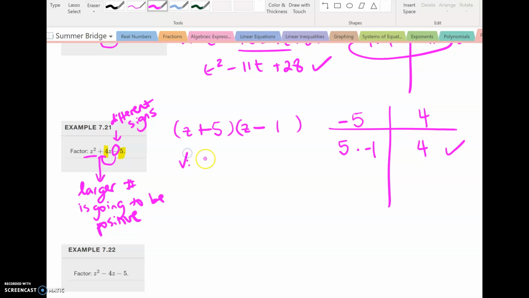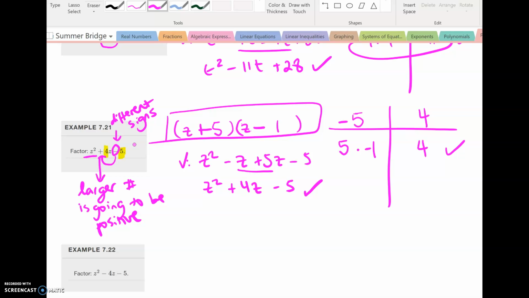And we can check to make sure that that works. Z times Z is Z squared. Z times negative 1 is negative Z. 5 times Z is 5Z, and 5 times negative 1 is negative 5. Combine like terms, Z squared plus 4Z minus 5, and that is exactly what we needed to get, so we know we did this correctly. So that is our factored form.